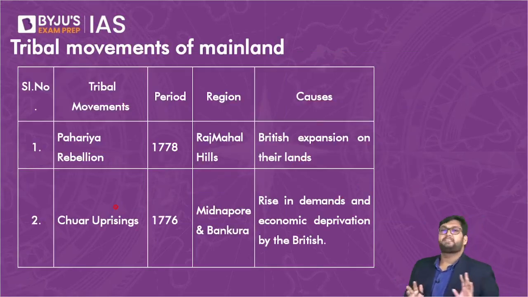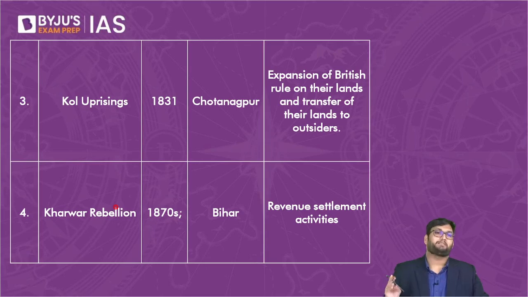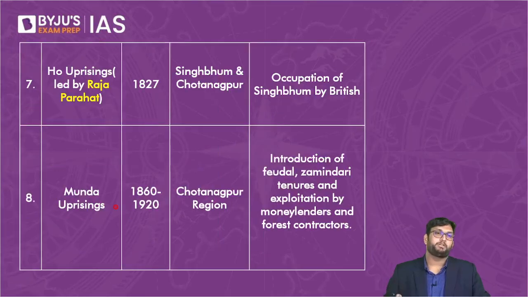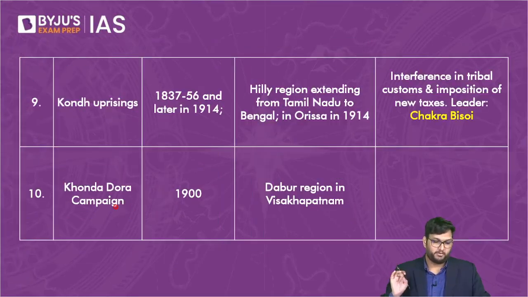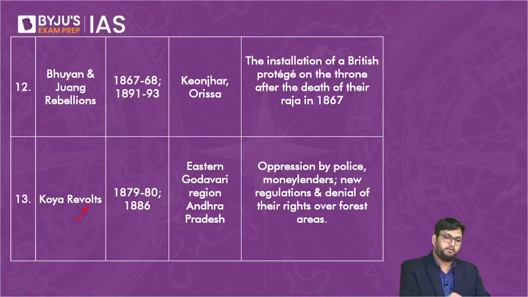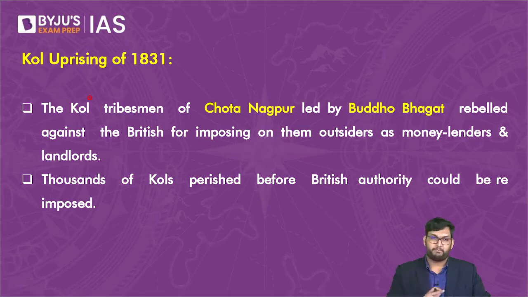Now, what I've done is I have very simply divided firstly mainland and northeast, and I've made this whole table set for you. So you have the Paharia rebellion, the Chuar rebellion, then you have the Kol, Karwar, Santhal, Naikada, the Ho, Munda, Kondh, the Konda Dora, thereafter Bhil, and thereafter Koya, Juang, Bhuyan, Tana Bhagat, Bastar, Rampa. This is what I've made for mainland.